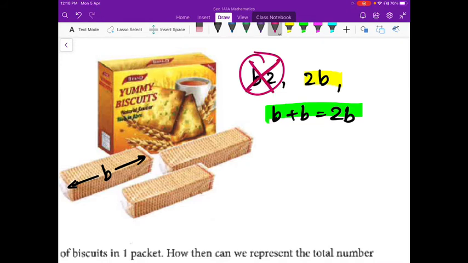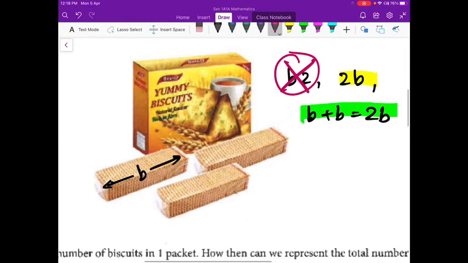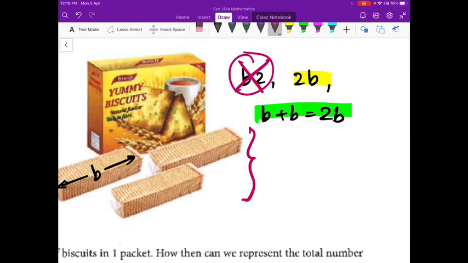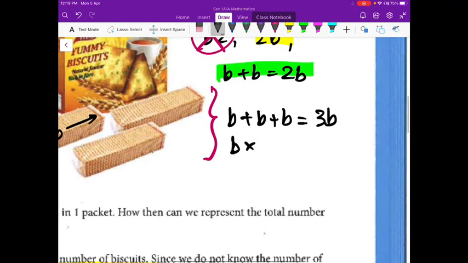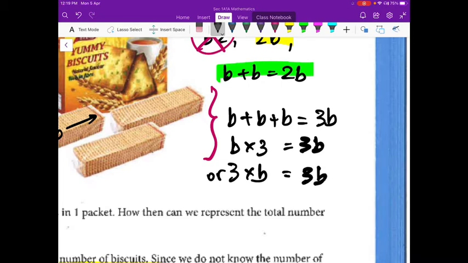Now, what about the number of biscuits in 3 packets? What about the total? B plus B plus B. How many B's will there be? 3B. Very good. Now, instead of using addition, how else can we do this? What is the multiplication like? B times 3, or 3 times B. And we get 3B. It is still 3B. Whether you take B times 3 or 3 times B, you still get 3B.